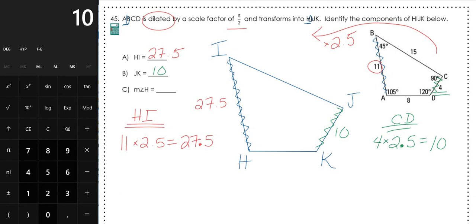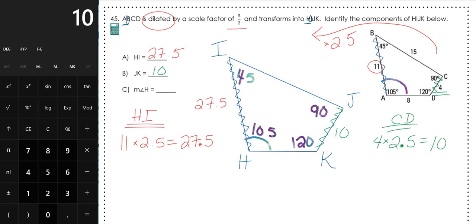Lastly, they're asking me for the measure of angle H. Now, angle H used to be angle A. What does not change as figures grow and shrink is the angles. Angles never dilate. Don't ever multiply an angle by some number. Don't do it. They stay the same. So angle H is going to be 105. Angle D and angle K are congruent, so K will be 120. Angle J matches up with angle C. Those are corresponding. So angle J is going to be 90. And lastly, angle B is going to be 45.